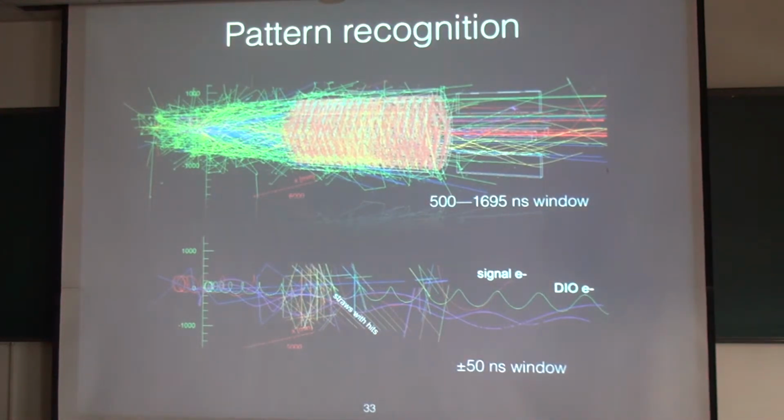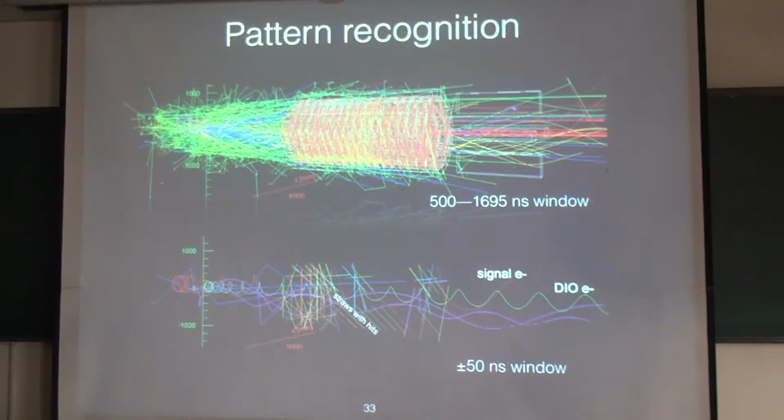Okay, so this is one illustration of our pattern recognition. This is the event display of one microbunch hitting the target, and then particles come into the detector. You have hundreds and hundreds of tracks, and almost all the straw tubes are lit up. However, we need to find a track. The signal tracks are in all this haystack.